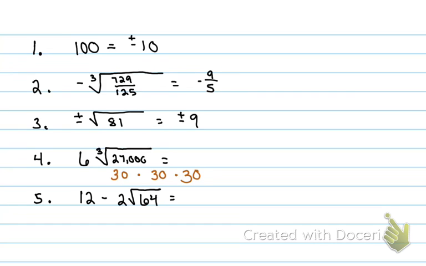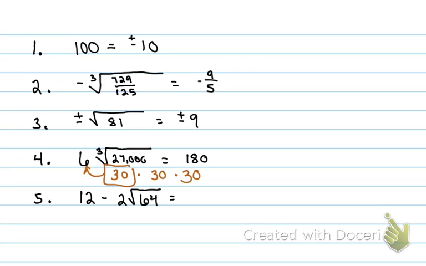But I'm not done yet. What do I need to do with the cubed root of 27,000? I need to now multiply it by 6. And 6 times 30 is 180. Now the next one's a little easier.